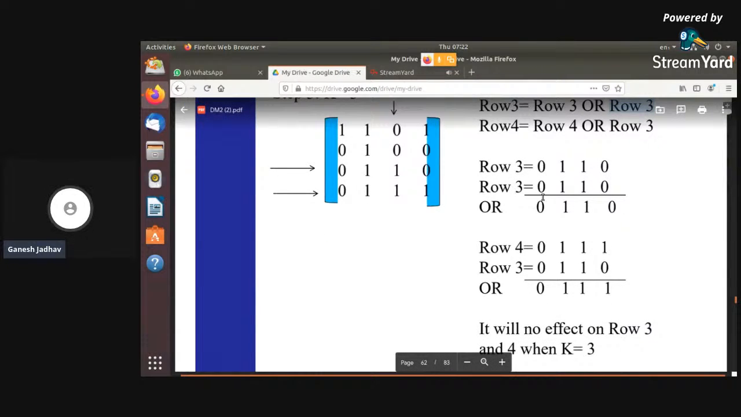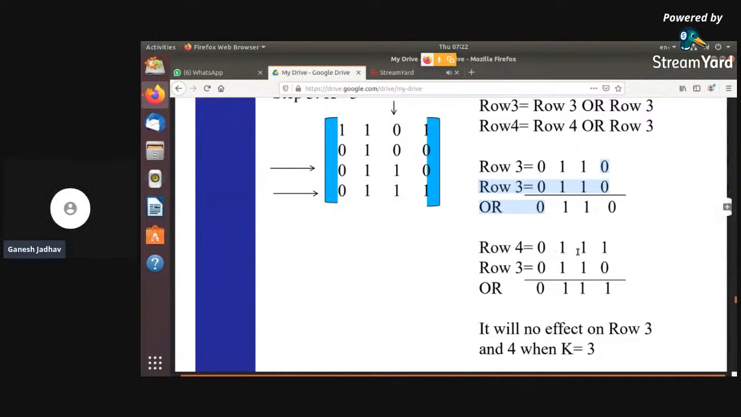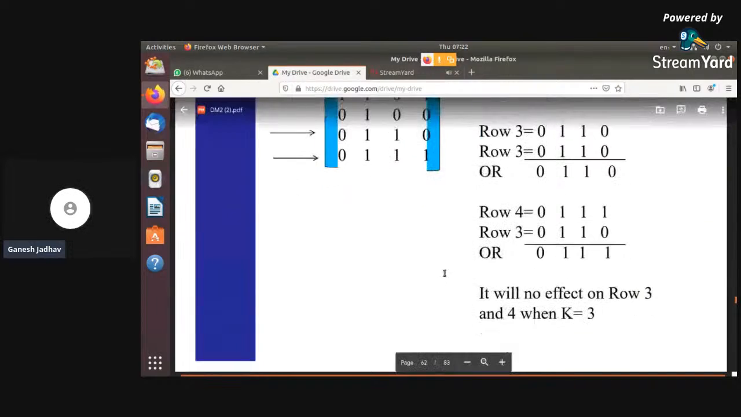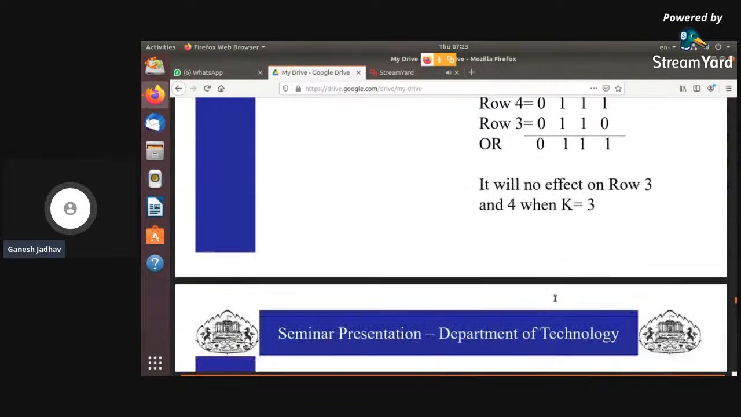So row 3 and row 3, no change. And row 4 and row 3: 0100 or 0110. And you can get the modified row 3 as 0111. So you can see here row 4 and modified row 4 are also the same. So there is no effect on row 3 and row 4 when k is equal to 3.